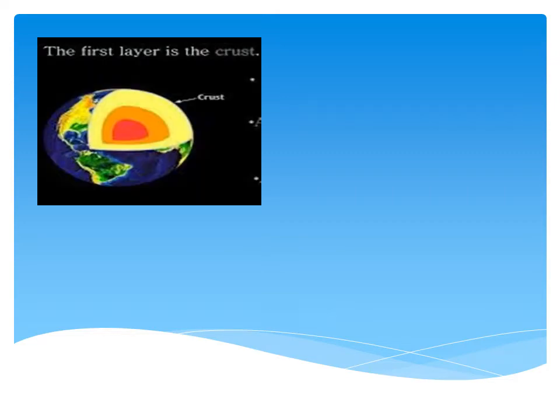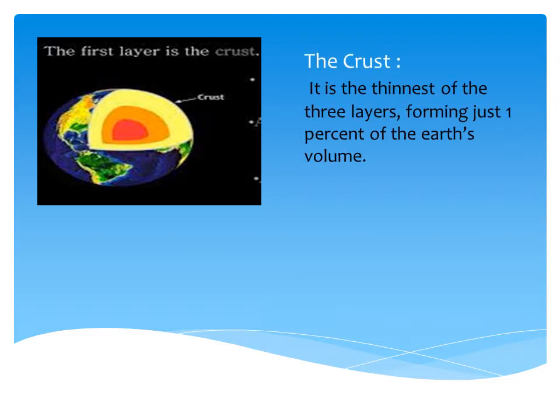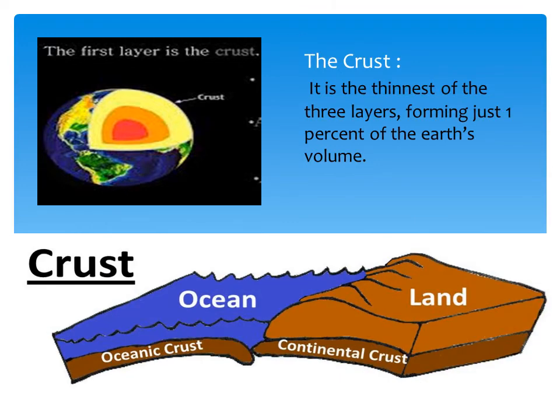The crust is the first layer of the earth. The crust is the uppermost layer of the earth. It is the thinnest of the three layers, forming just 1% of the earth's volume. The crust is made up of two layers. The upper crust makes up the continents. It mainly consists of minerals like silica and aluminium and is therefore also called Sial.